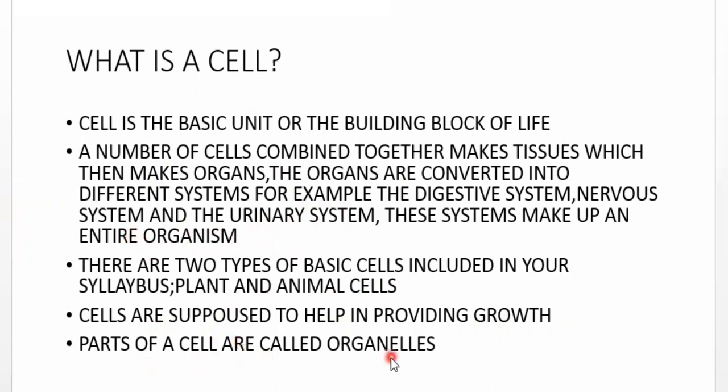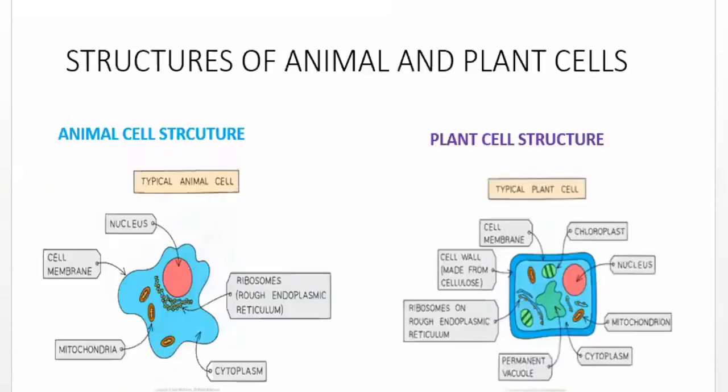Parts of a cell are called organelles. So basically, the organelles in the cell are the parts of the cell. For example, a nucleus, cytoplasm, chloroplast, cell membrane, cell wall. So let's discuss those.